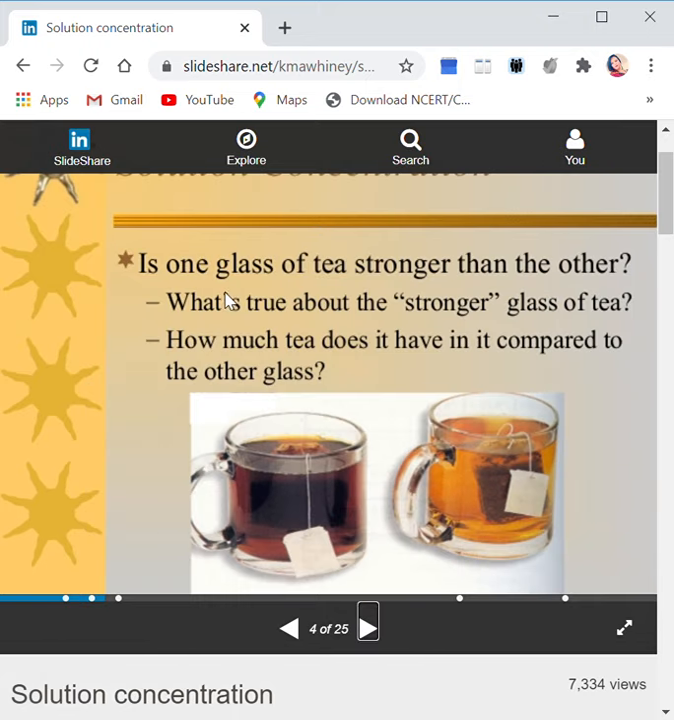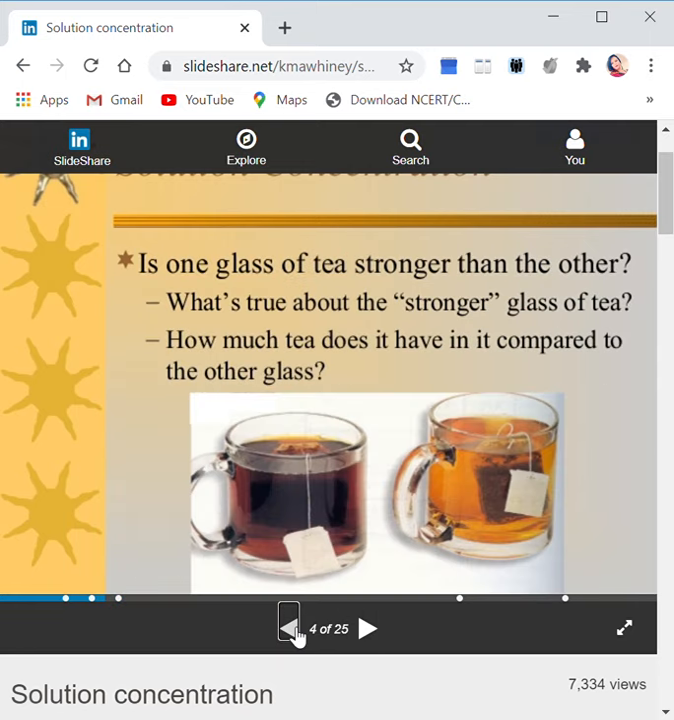Now you see, one glass of tea is stronger than the other. Which one is stronger? Yes. What is true about the stronger glass of tea? How much tea does it have in it compared to the other glass? So how will you know? If I ask you, beta, why are you saying that this cup is stronger than this, you will say, ma'am, just see the color. So the color of the tea will tell us that this is much stronger, because here the particles of tea are more than here in this cup, right?